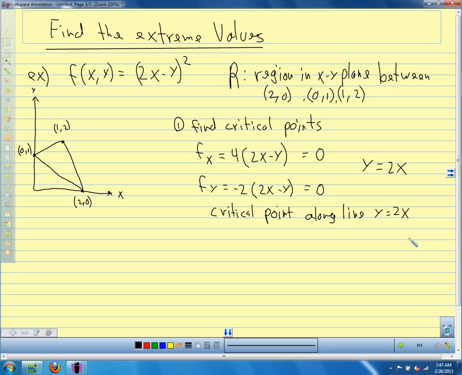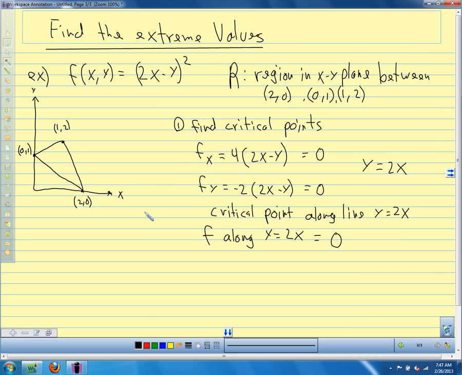So on the inside of the region, the critical points when y equals 2x, what I'm going to do is take y equals 2x, and substitute it back into our function and find the value of the function along y equals 2x. So I'm just going to plug in y equals 2x, and what do I get? 0. So along the line y equals 2x, our function is 0. So that gives us one function value to compare. So we know that we have f equals 0 along the line y equals 2x.